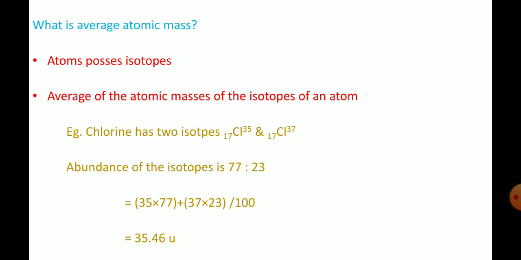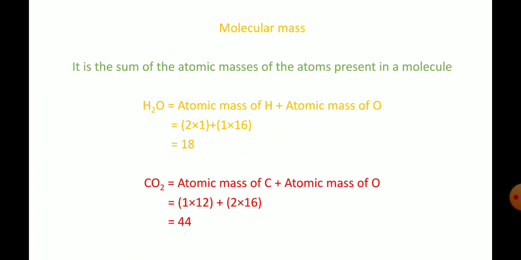Then what is average atomic mass? Every atom possesses a number of isotopes. So in order to avoid confusions, what we have to do? We have to find the average of the masses of all the isotopes of an atom, and that mass will be equal to average atomic mass. Okay, and here we have calculated the average atomic mass of chlorine atom. Then next we are going to discuss molecular mass.